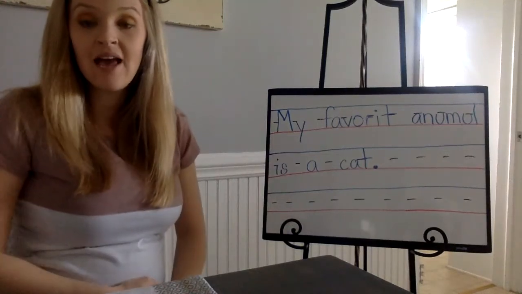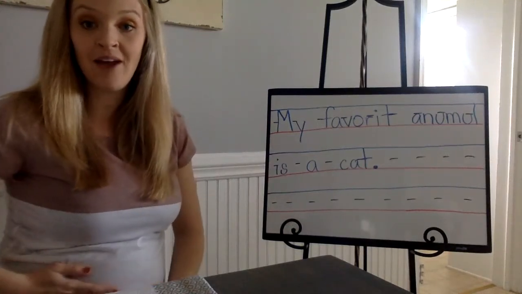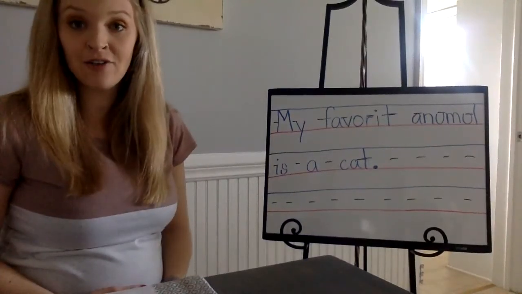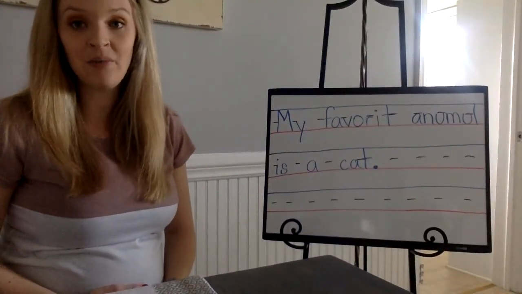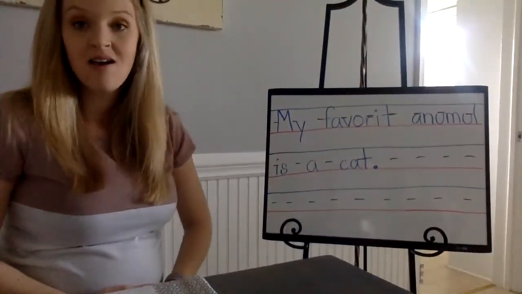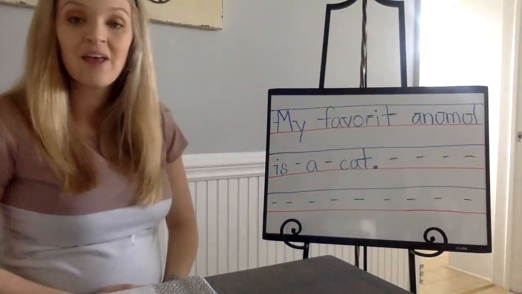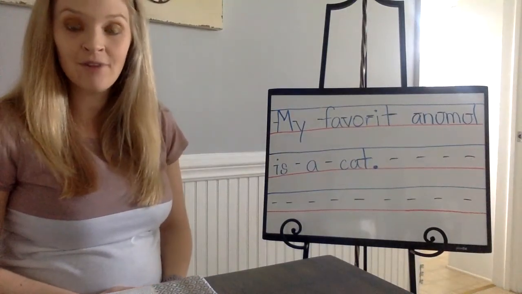All right? And then once you have finished all of your writing, then we know as a star writer too, we always include a detailed picture. So you will get to draw and show what your animal looks like. All right? So that is informative writing for this week.